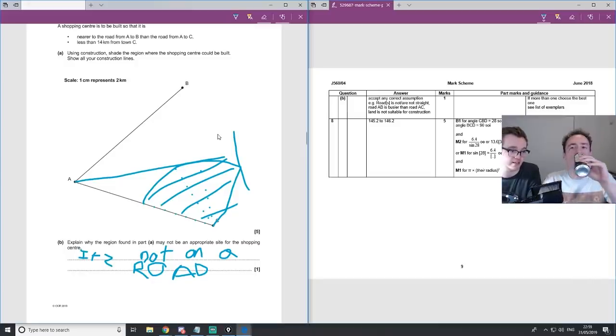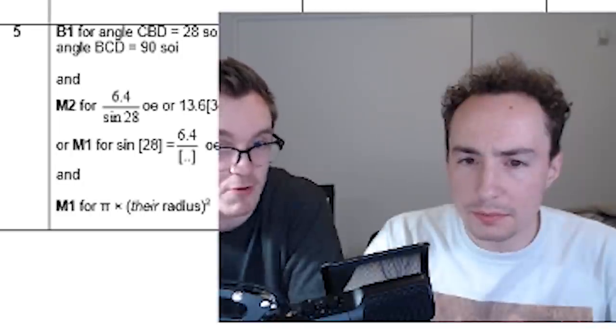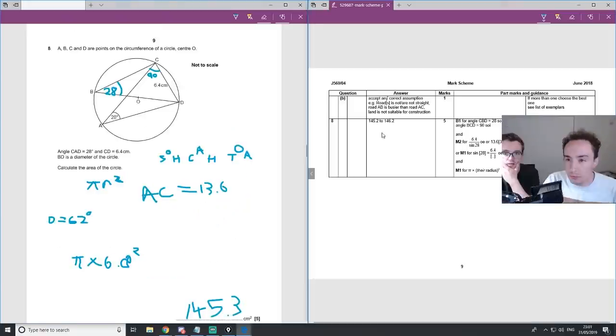This is what the kids are learning these days. Land is not suitable for construction as an actual valid answer. How do you know? The land could be perfectly viable for construction. How do we know? It's a piece of paper.